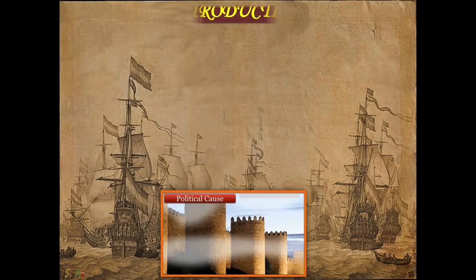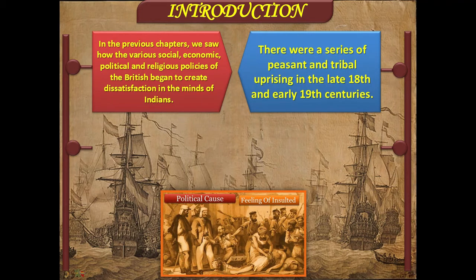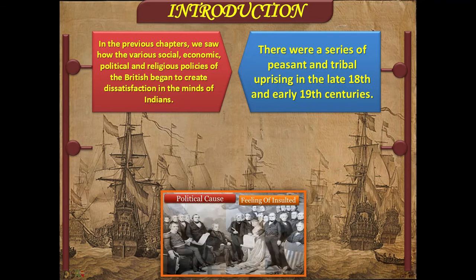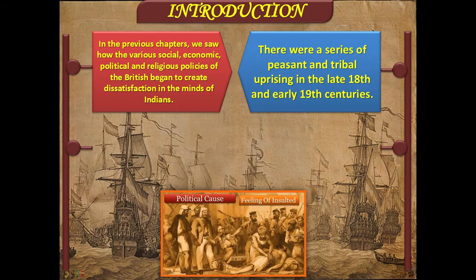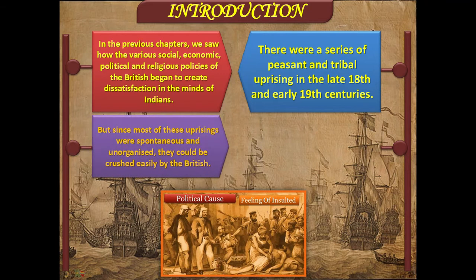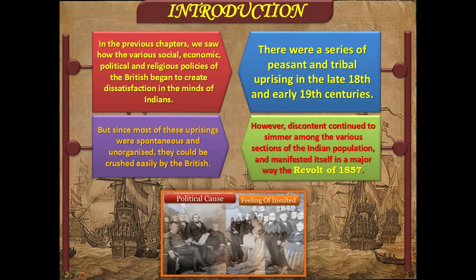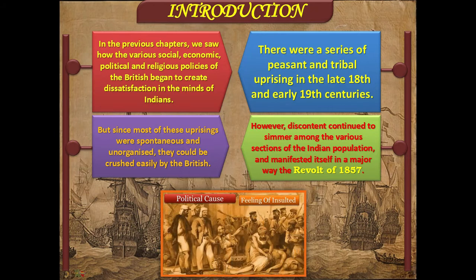Okay, children. And the next one, what is the revolt of 1857? In the previous chapter we saw how the various social, economic, political and religious policies of the British began to create dissatisfaction in the minds of the Indians. There were a series of peasant and tribal uprisings in the later 18th and early 19th centuries. But since most of these uprisings were spontaneous and unorganized, they could be crushed easily by the British. However, discontent continued to simmer among the various sections of the Indian population and manifested itself in a major way in the revolt of 1857.